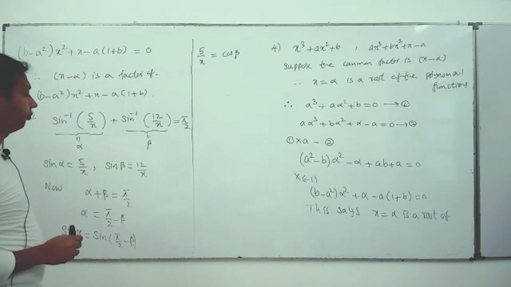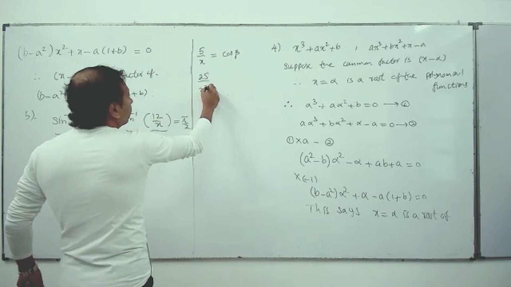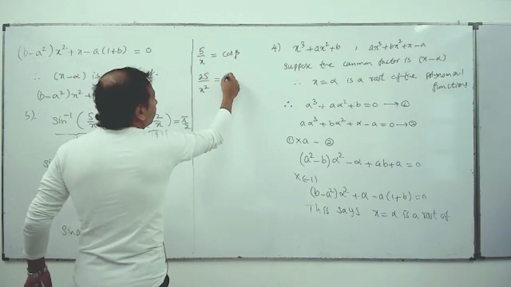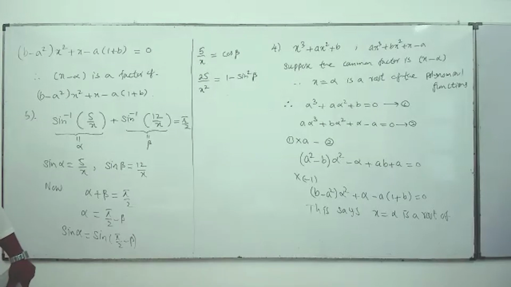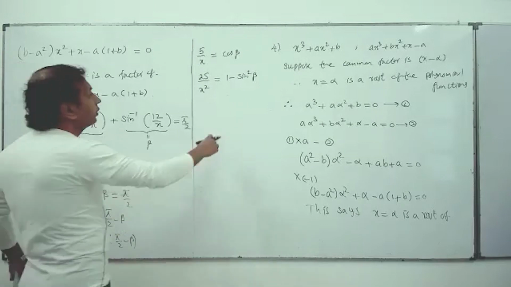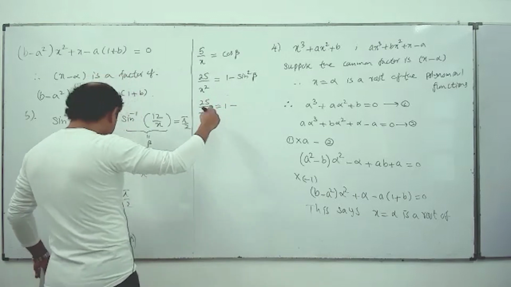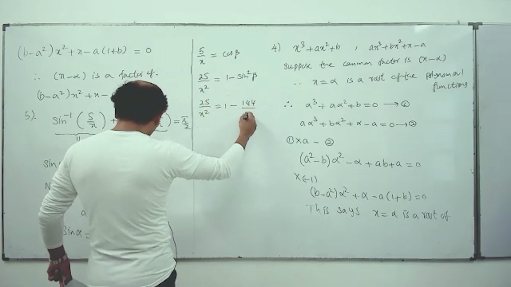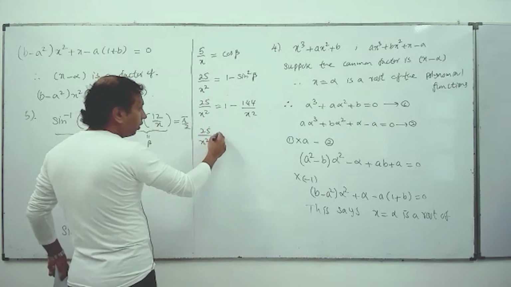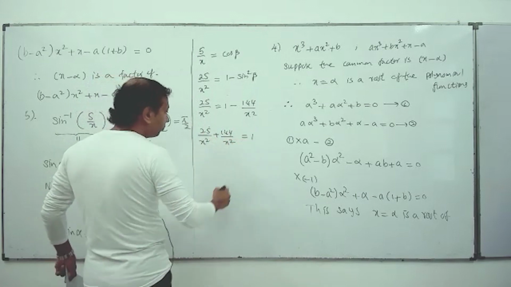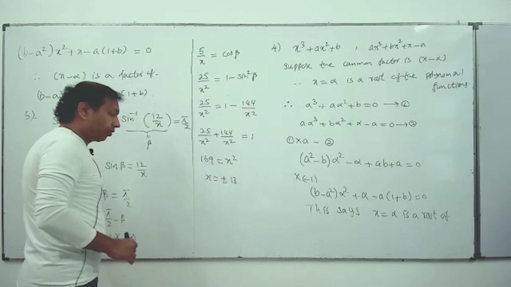Right, now we can square this: 25 upon x squared. This is then cos squared beta, no? Cos squared beta means 1 minus sin squared beta. Correct, no? Cos squared beta is 1 minus sin squared beta. Sin beta you can substitute now. 1 minus sin squared beta means 1 minus 144 upon x squared. Now bring this side: 25 upon x squared plus 144 upon x squared equals 1. Here 169 equals x squared. It comes as x equals plus or minus 13.